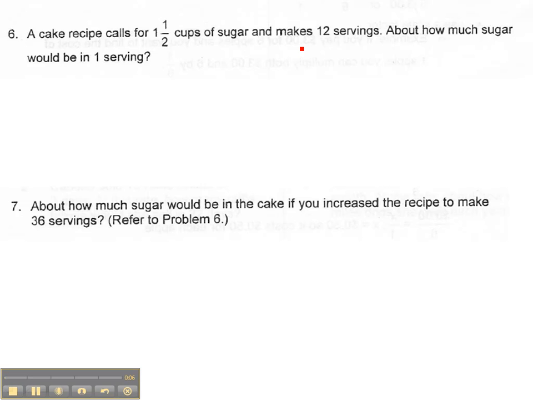These two problems are assigned to all classes on the second page of the homework. The first one, number 6, says a cake recipe calls for 1 1/2 cups of sugar and makes 12 servings. About how much sugar would be in one serving? So we're comparing cups of sugar to servings, so let's make a ratio table.